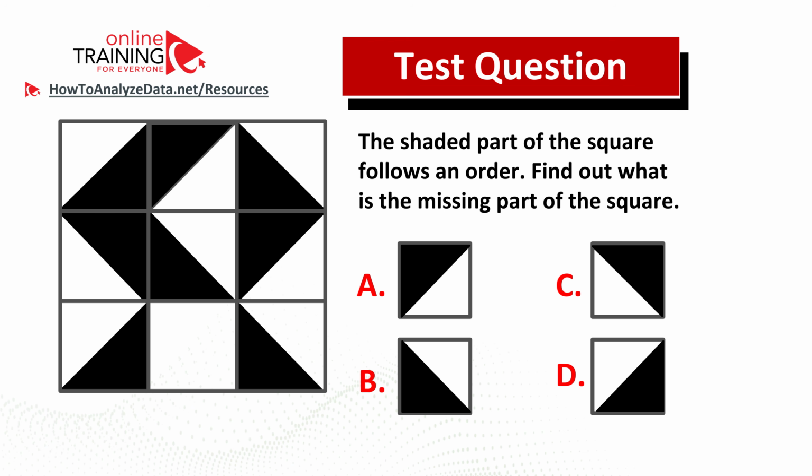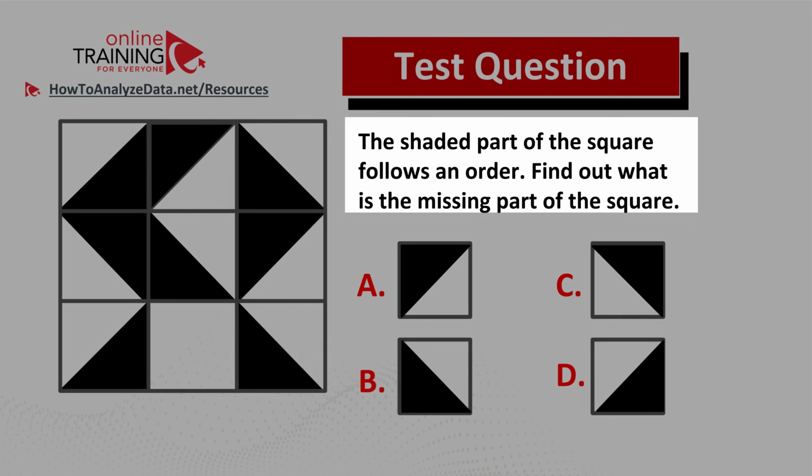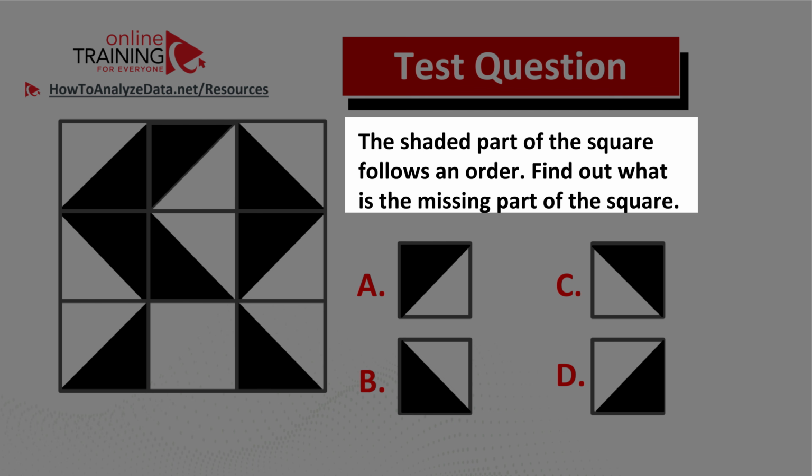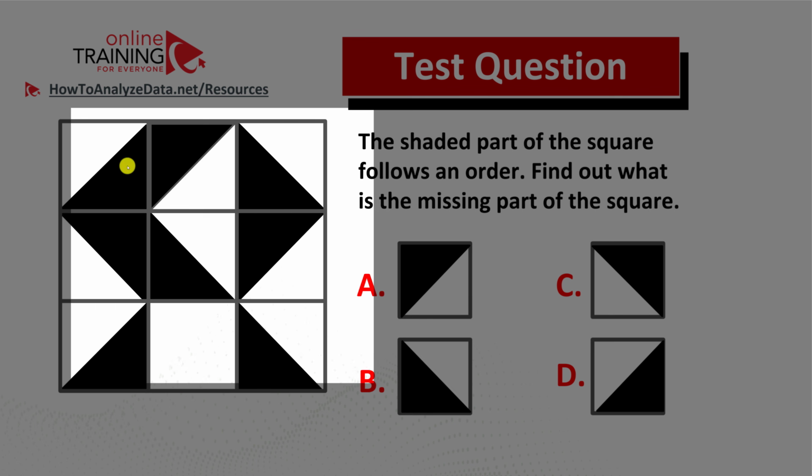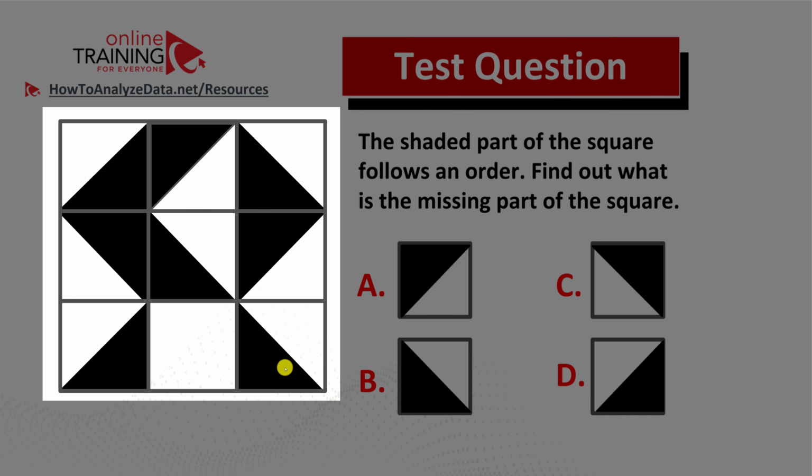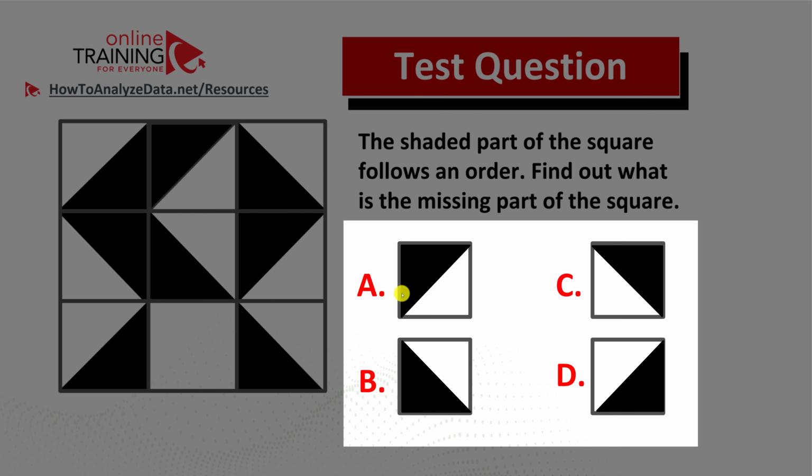The question here is quite tricky, but I would like to show you the solution, which, as you will see, is quite simple. Find out what is the missing part of the square, and you're presented with the 3x3 square. And one box inside the square on the lower part in the middle is missing. You need to pick a replacement square out of 4 possible choices. Choice A, B, C, and D.